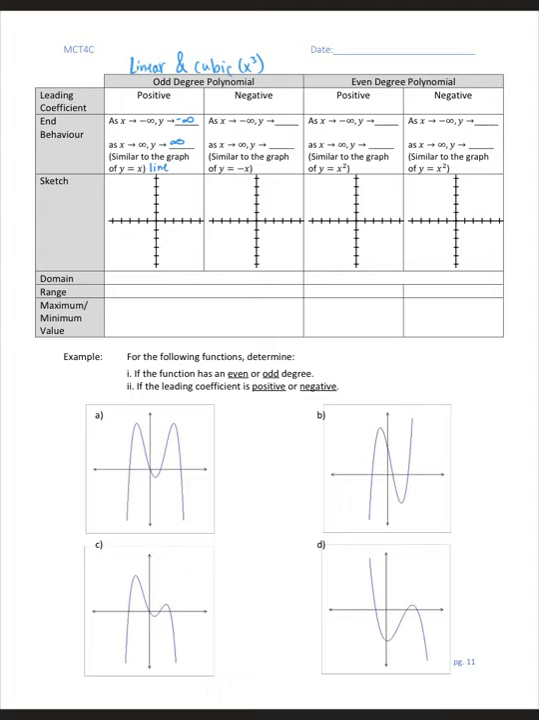So if we have a negative odd degree polynomial, as x approaches negative infinity, y is going to approach positive infinity. And as x approaches positive infinity, y is going to approach negative infinity. So let's actually look at this.